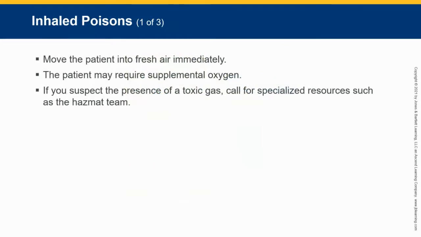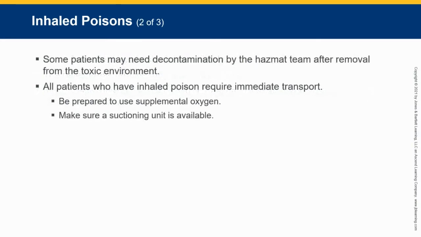So for inhaled poisons, first thing we want to do is get them out in fresh air. That doesn't mean that it has to be a room full of toxic gas. If we believe that the patient has been poisoned on something as simple as typewriter cleaner or gasoline, paint fumes, those types of things, we want to move them out in fresh air. They might require supplemental oxygen, but if you do suspect any kind of presence of anything toxic, make sure you contact local fire or hazmat or a specialized team that can come in and deal with that.